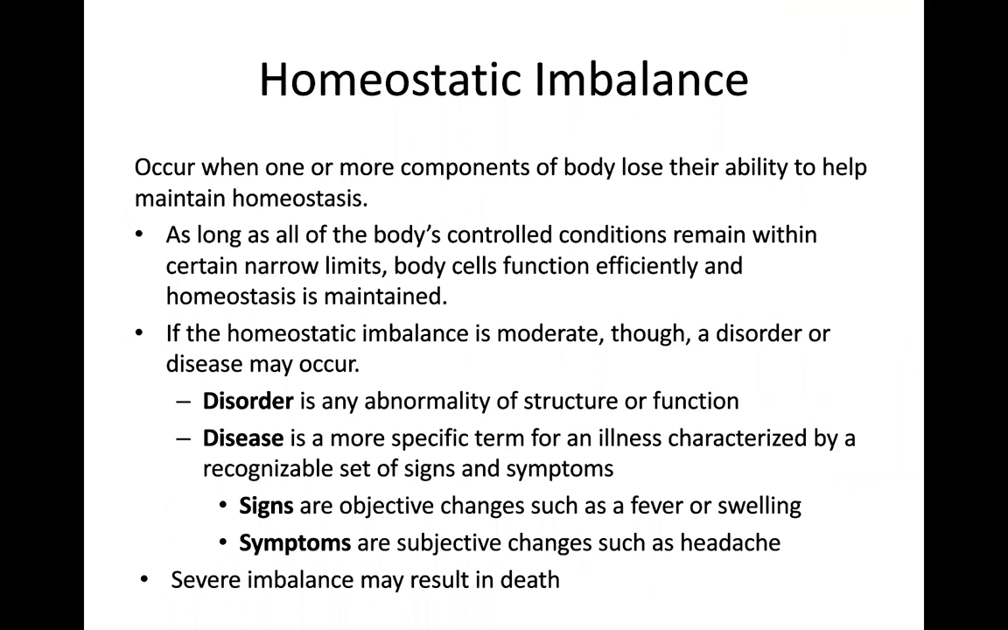Okay, so that's how we maintain homeostasis. Something that we're constantly doing, always trying to achieve is homeostasis. Unfortunately, not always going to be achievable. And when one or more components of the body loses its ability to help maintain homeostasis, we call that a homeostatic imbalance. Okay. Now, as long as our body's control conditions remain within certain narrow limits, our body cells are going to function efficiently and homeostasis will be maintained.